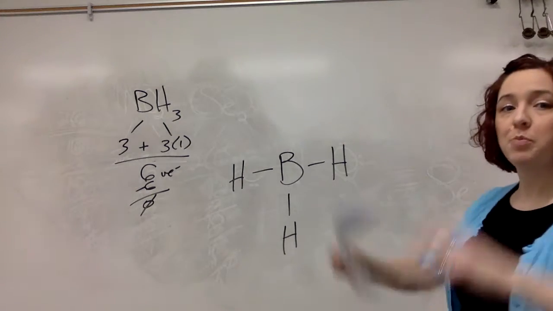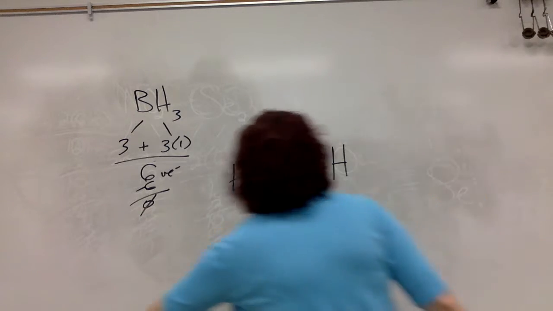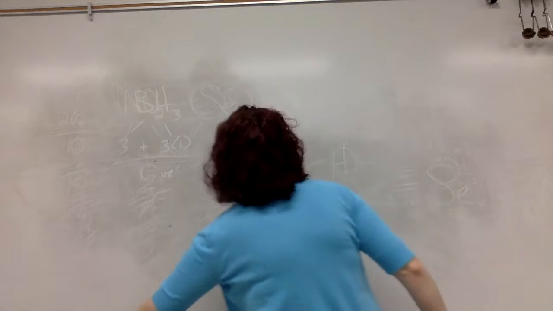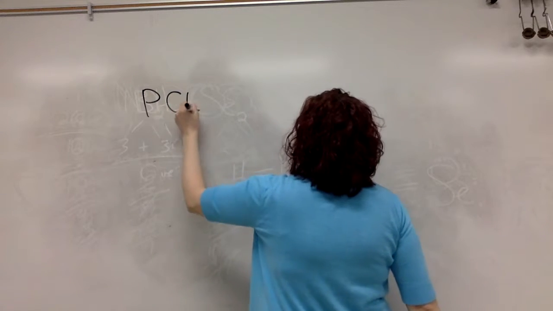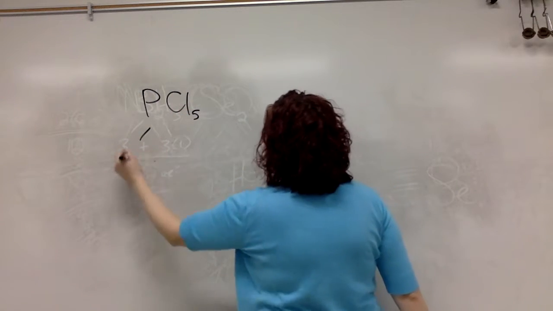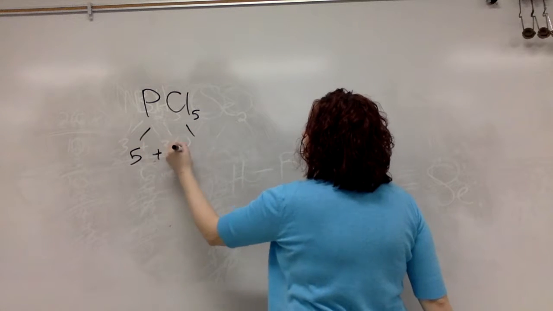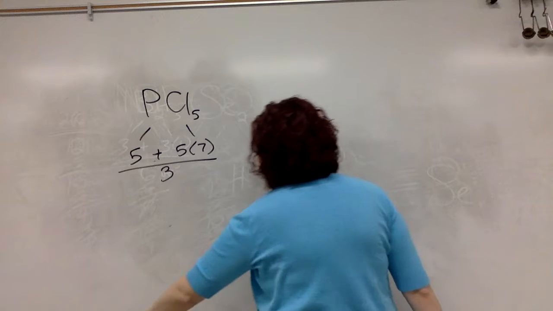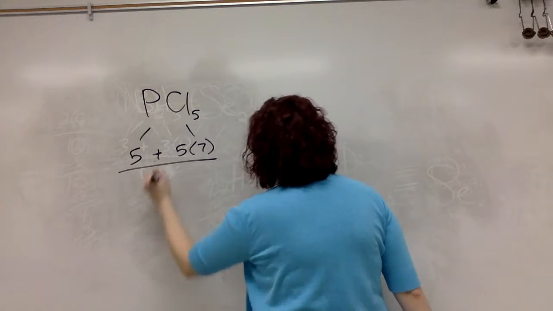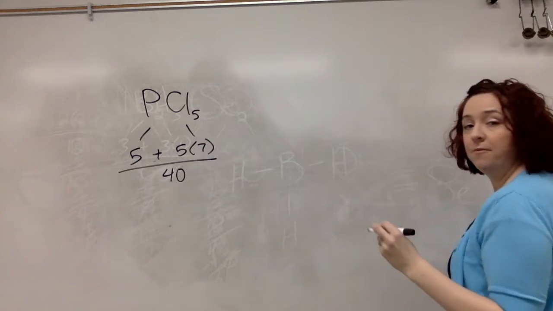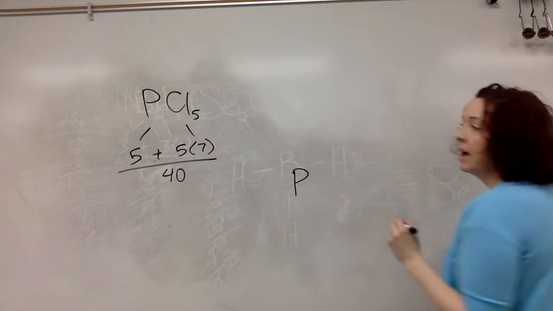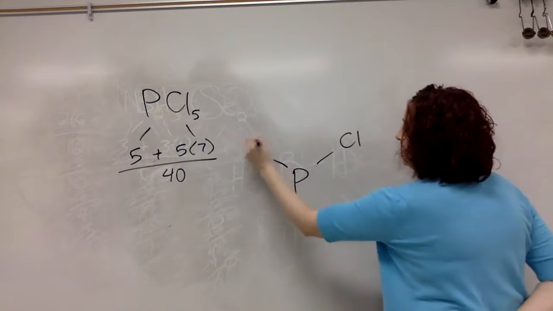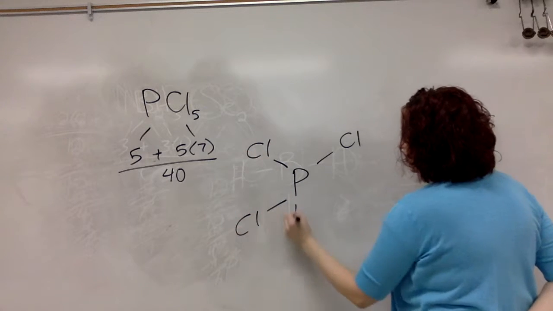All right, now let's do an expanded octet, more than 8. So PCl5. All right, so phosphorus is 5. Chlorine is 5 times 7. So that's 40. Okay, phosphorus is our central atom. And we have 5 chlorines that need to come off of the P. So you will have to kind of do a little diagonal business.